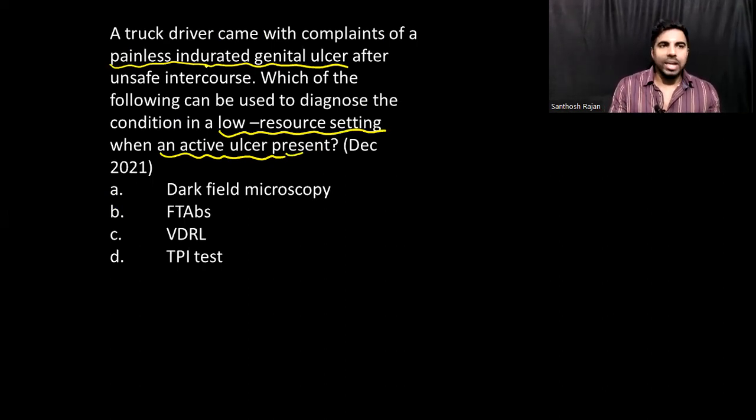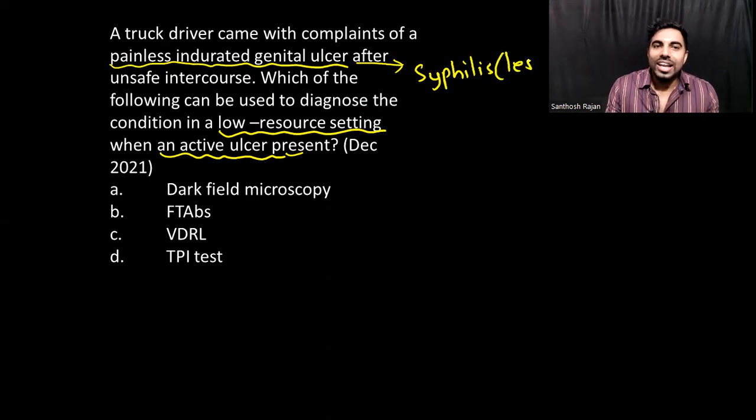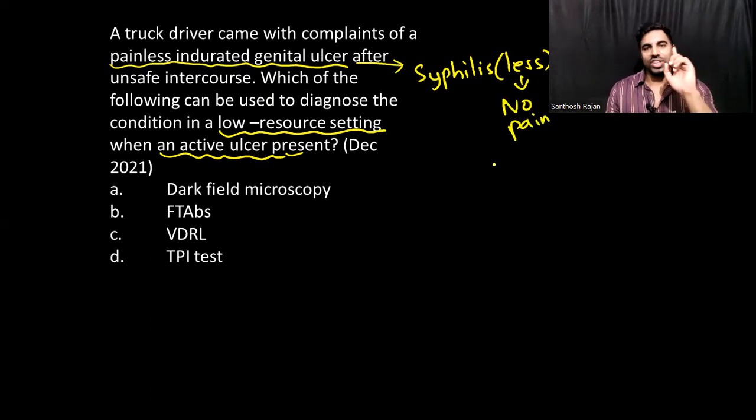When they say a painless indurated genital ulcer, it itself means syphilis. Less pain, meaning no pain. When there is a painless genital ulcer, you think about syphilis first. That's the most common one. Now they're saying in a low resource setting, some poor places, but the patient has an active ulcer. Whenever the words low resource setting come, I will choose VDRL. I will not choose FTA-ABS or TPHA. They're expensive tests and they are confirmatory tests. I'm not going to touch these two. It should be either dark field or VDRL. Dark field is also very expensive.